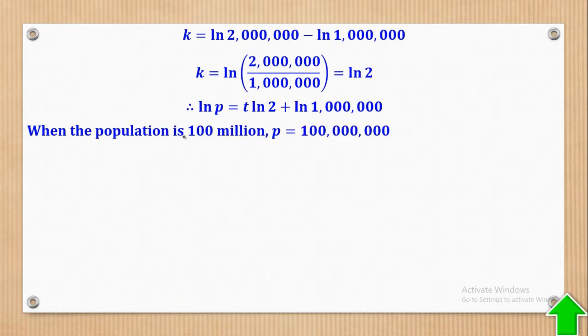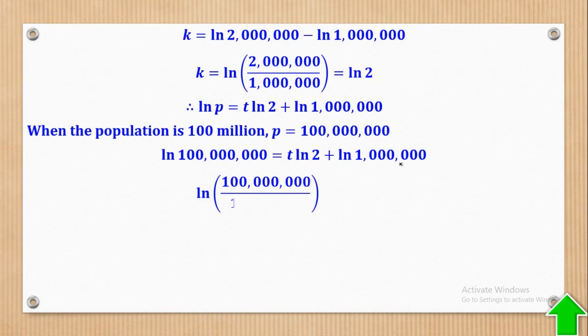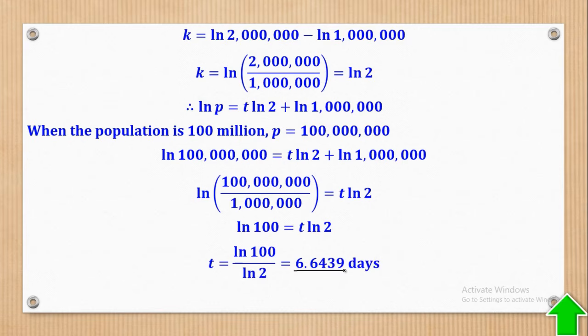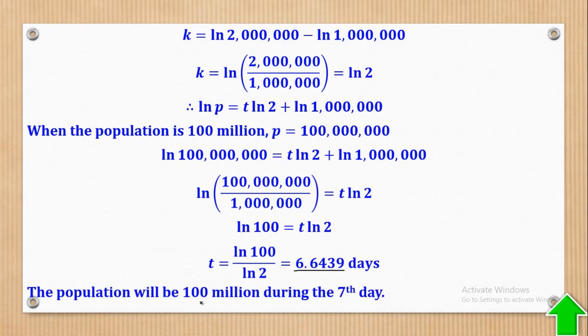Now, when the population is 100 million, it implies that p is equal to 100 million. Therefore, I'll come and substitute for p to be able to get the value of t. So take this one this side, it will come up with this expression. And this divided by this gives you 100. Therefore, make t the subject, t will be equal to 6.6439 days. Therefore, we shall conclude that the population will be 100 million during the 7th day, because it is already past the 6th day.